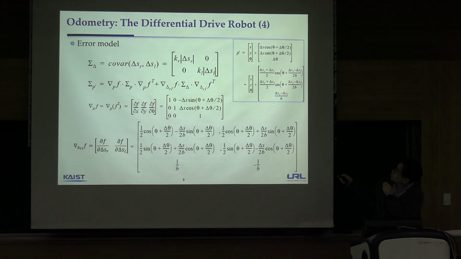So we have used this one, the original equation, p plus delta x, delta y, delta theta. With respect to x, y, theta, we take the derivatives. With respect to delta s r and delta s l, we take the derivatives, then we can obtain this.